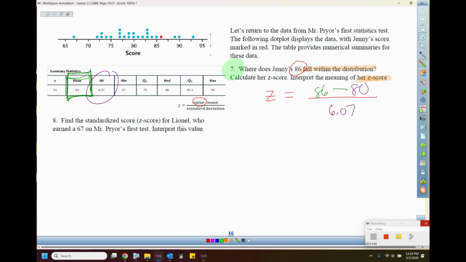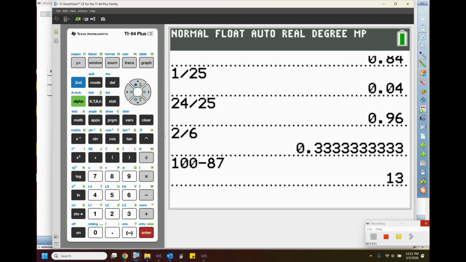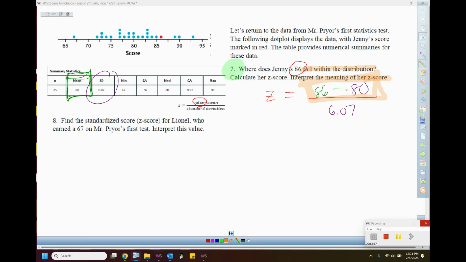Help me out. Figure this out first, either in your calculator or in your head. Do the numerator first. What's 86 take away 80? You're always welcome to use the calculator on that, but what would that be? It is 6. So also, just to kind of point this in the right direction, didn't Jenny do better than the mean? So that is a positive 6, right? She was 6 above the average, right?